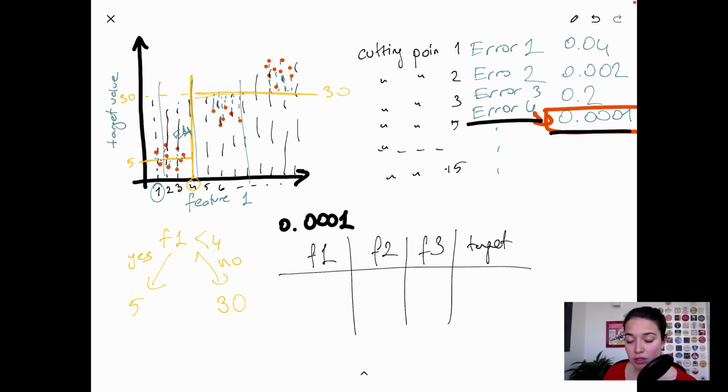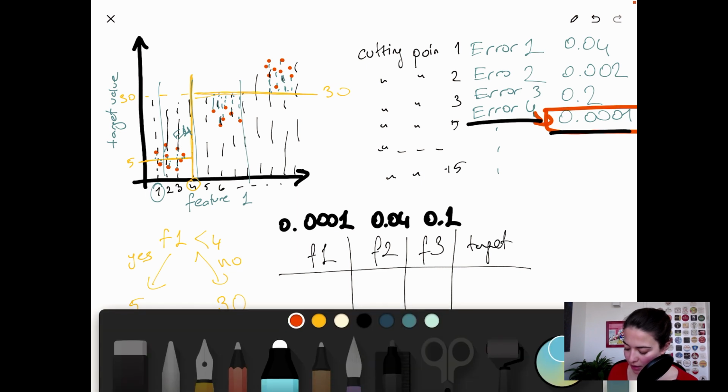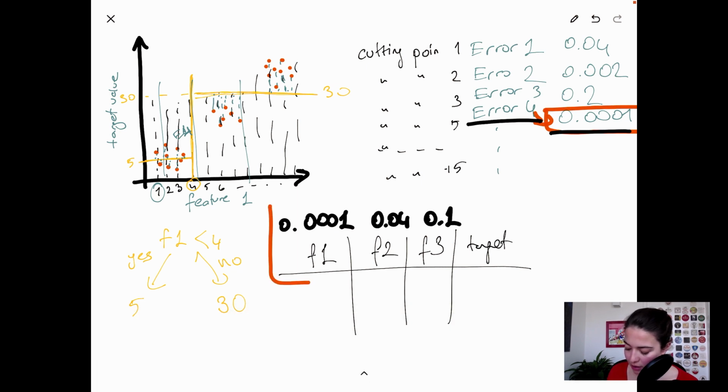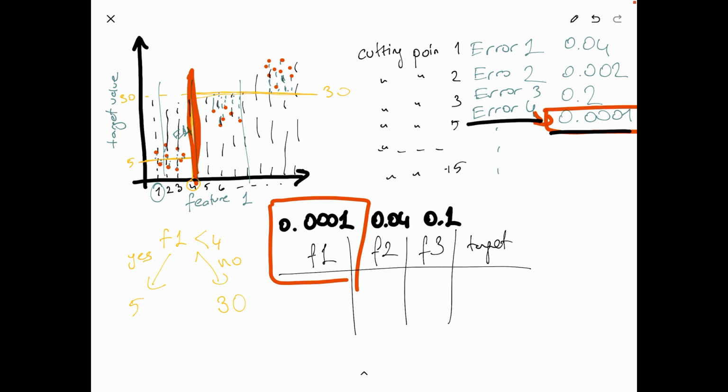And then I'm going to do the same thing for feature 2. If I cut on feature 2, this will be the error. If I cut on feature 3, I look at all the possible options, and then this will be the error. Then I can easily say, hey, it really looks like feature 1 is the best option here. And on feature 1, I'm going to say cutoff point 4 is the best option.